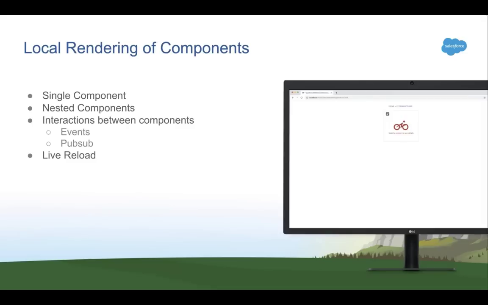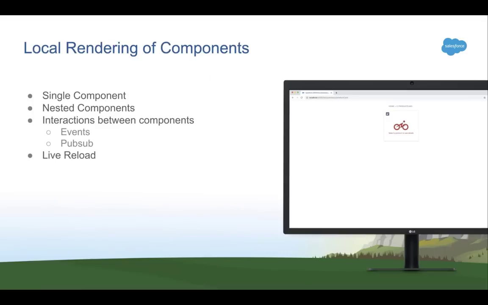Cool. So the first thing, the most basic, what does this mean? A local rendering of components. So you write an LWC component and you want to preview it in the browser, you run the local server, and you'll be able to see that in action. You'll be able to see that locally.